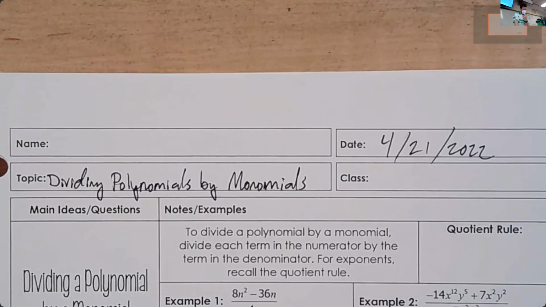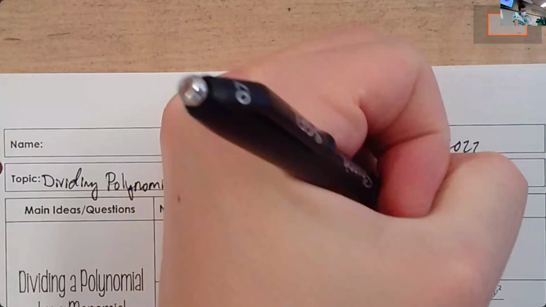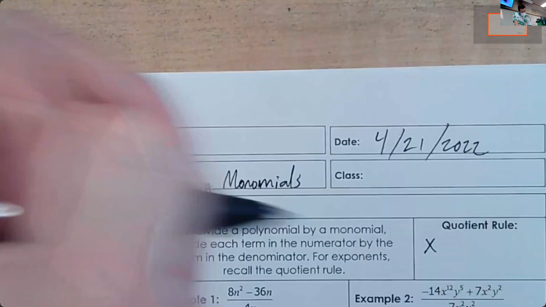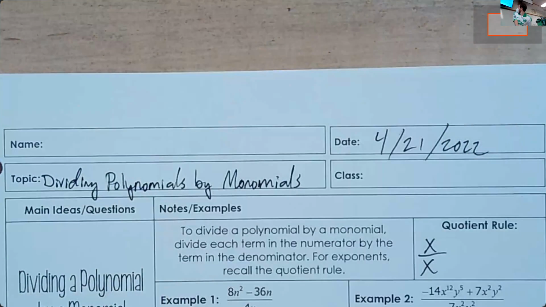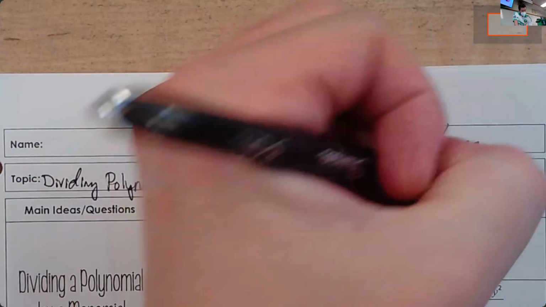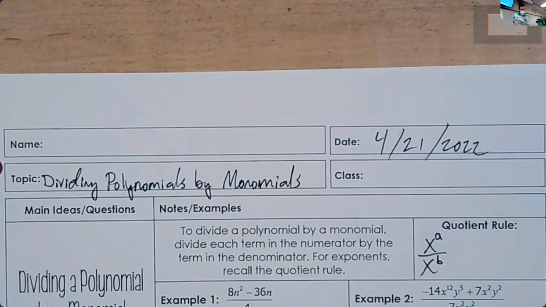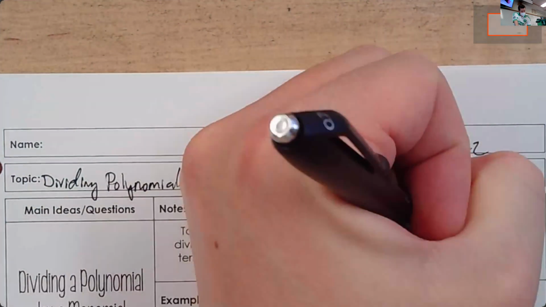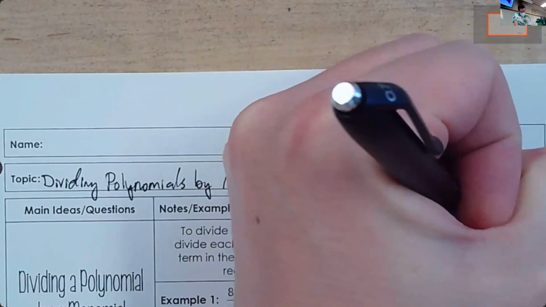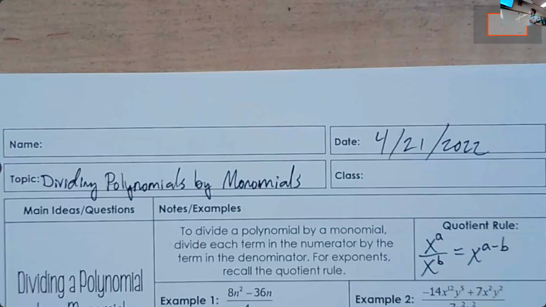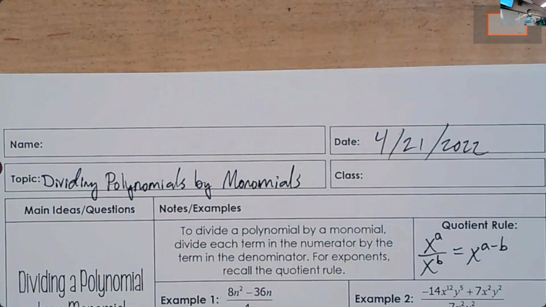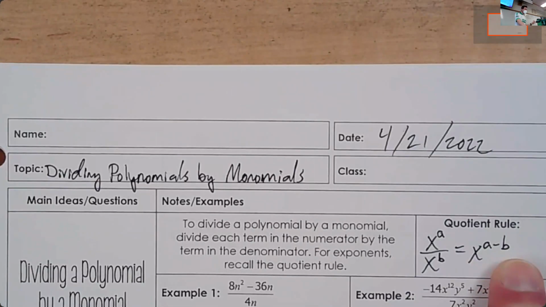Good. The quotient rule says that if you have a base value that's the same variable or same number, and these two have some exponents, let's say a and b, this ends up equaling x to the a minus b. This is what we learned back in the previous unit: when you divide numbers or variables with the same base value or same variable, you subtract the exponents.